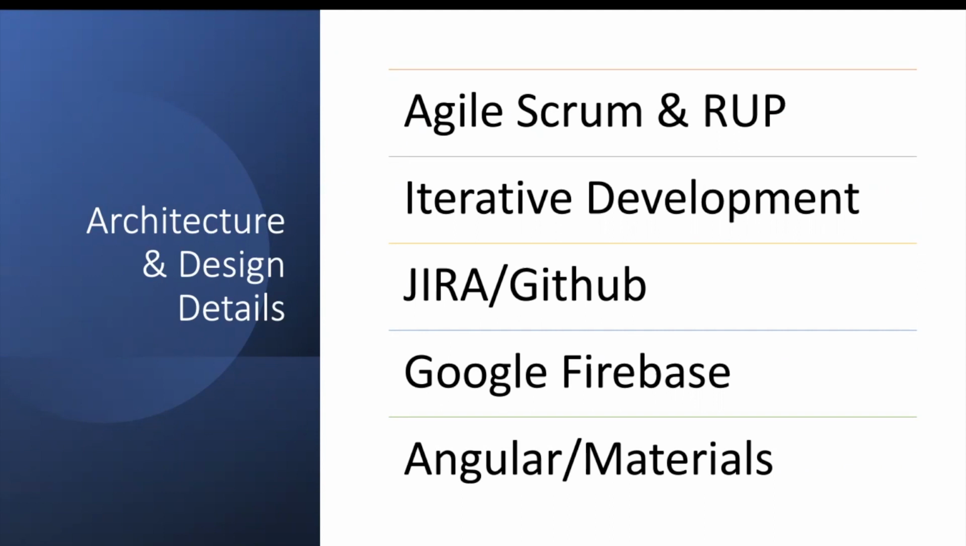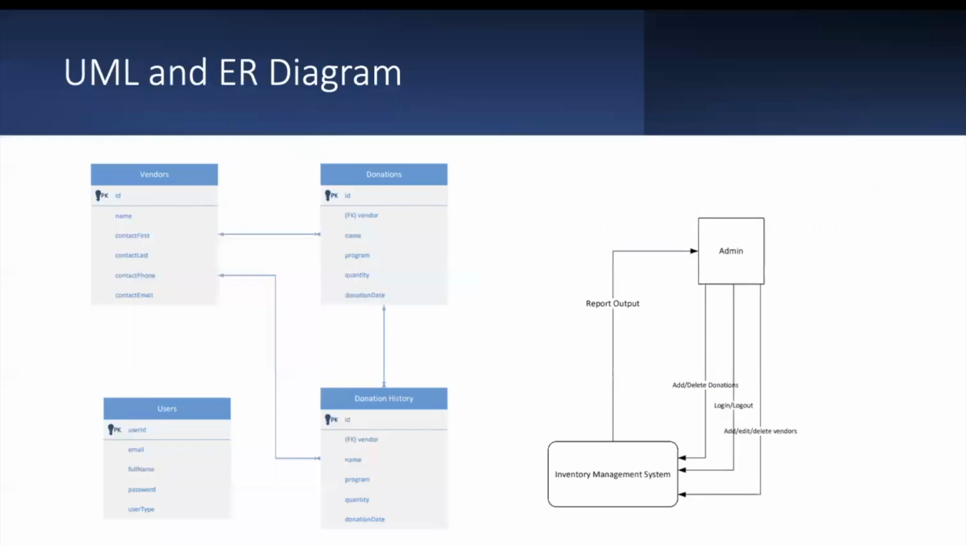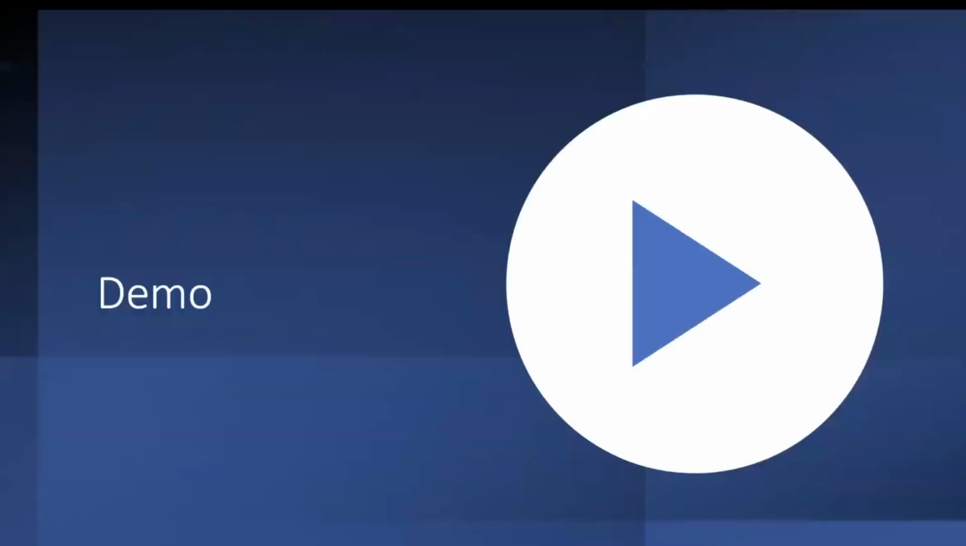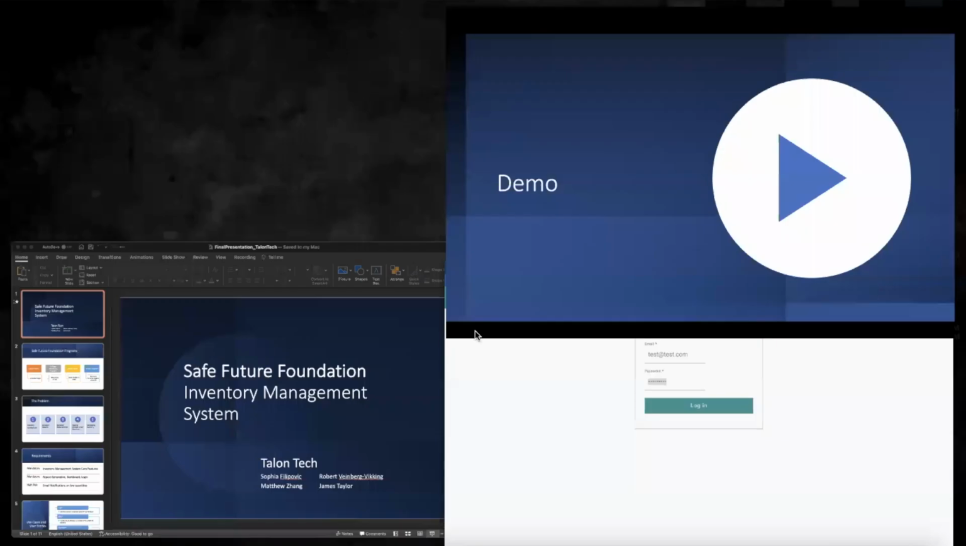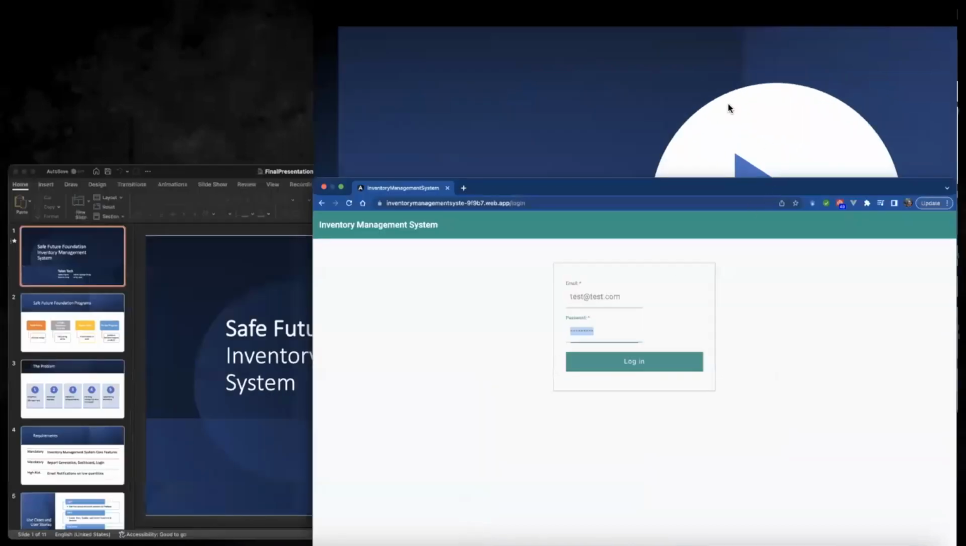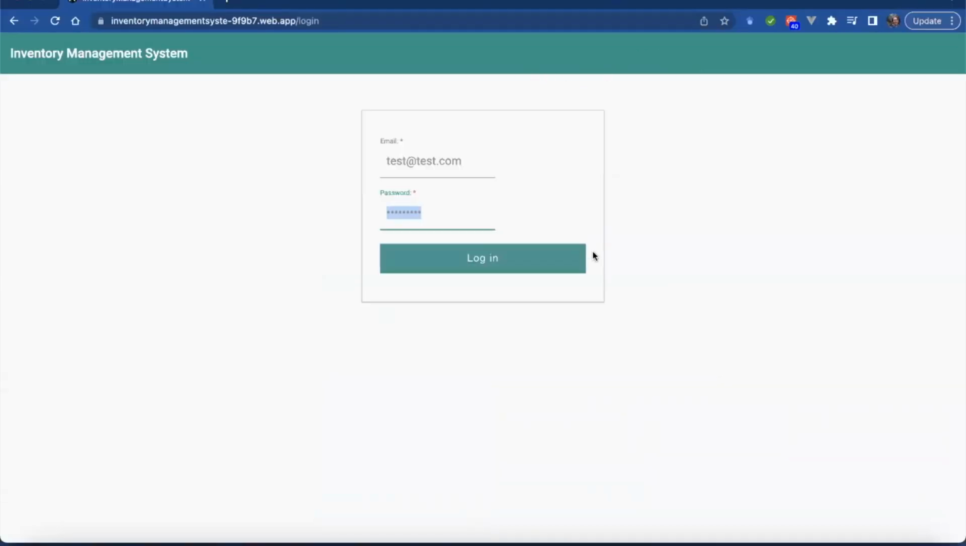We also used Angular Material for the front end. Going on to the next slide just shows the UML and ER diagram that we came up with, which highlights how the backend database works and how the admin interacts with the inventory management system. So that is it for the technologies, platforms, and frameworks that we used. I'm going to pass it along to Robbie now to start the demo.